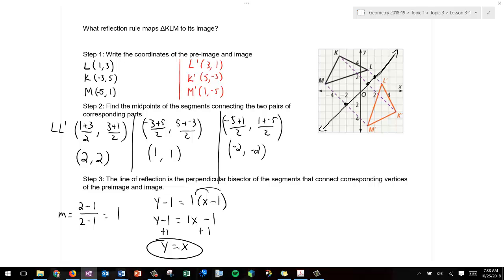So if we wanted to write our rule to finish this out, this is my reflection over the line y equals x of (x, y) equals, and now we just look at what happened. From L to L prime, it looks like x and y just switch. If we look at K and M, the same thing. It looks like we just reverse the order. So in order to do a reflection over the line y equals x, (x, y) becomes (y, x). We just switch their locations, and that creates a perfect reflection over the line y equals x.